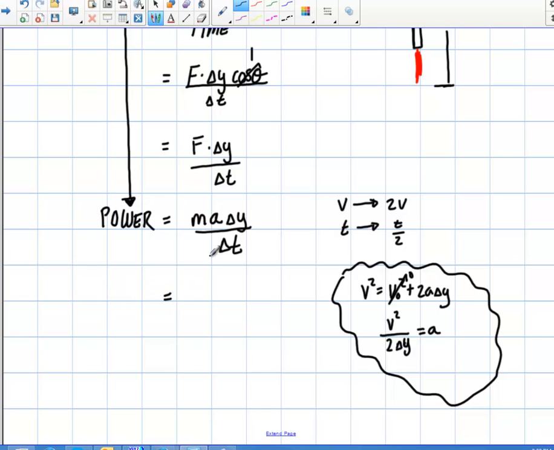So now instead of m a delta y over delta t, I'm going to have m times, and I'm going to write this in a different color so you can see it, in blue over here. Wherever the acceleration was, I'm going to put in v squared over 2 delta y. So I just substituted that portion in here, times delta y over delta t.